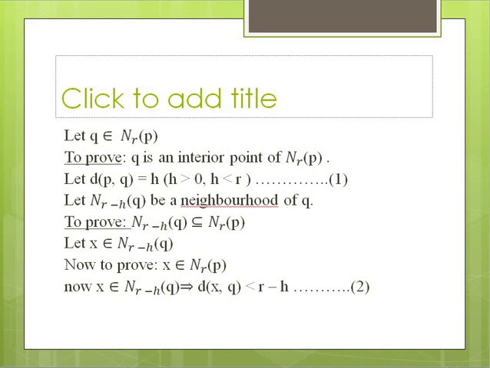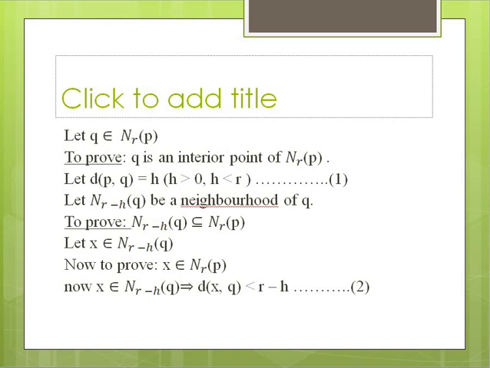For that, let h be the distance between p and q. Then N of q over r minus h is a neighborhood of q. Now we need to prove N of q over r minus h is a subset of N of p over r. We take an element x in N of q over r minus h. We need to prove x belongs to N of p over r.